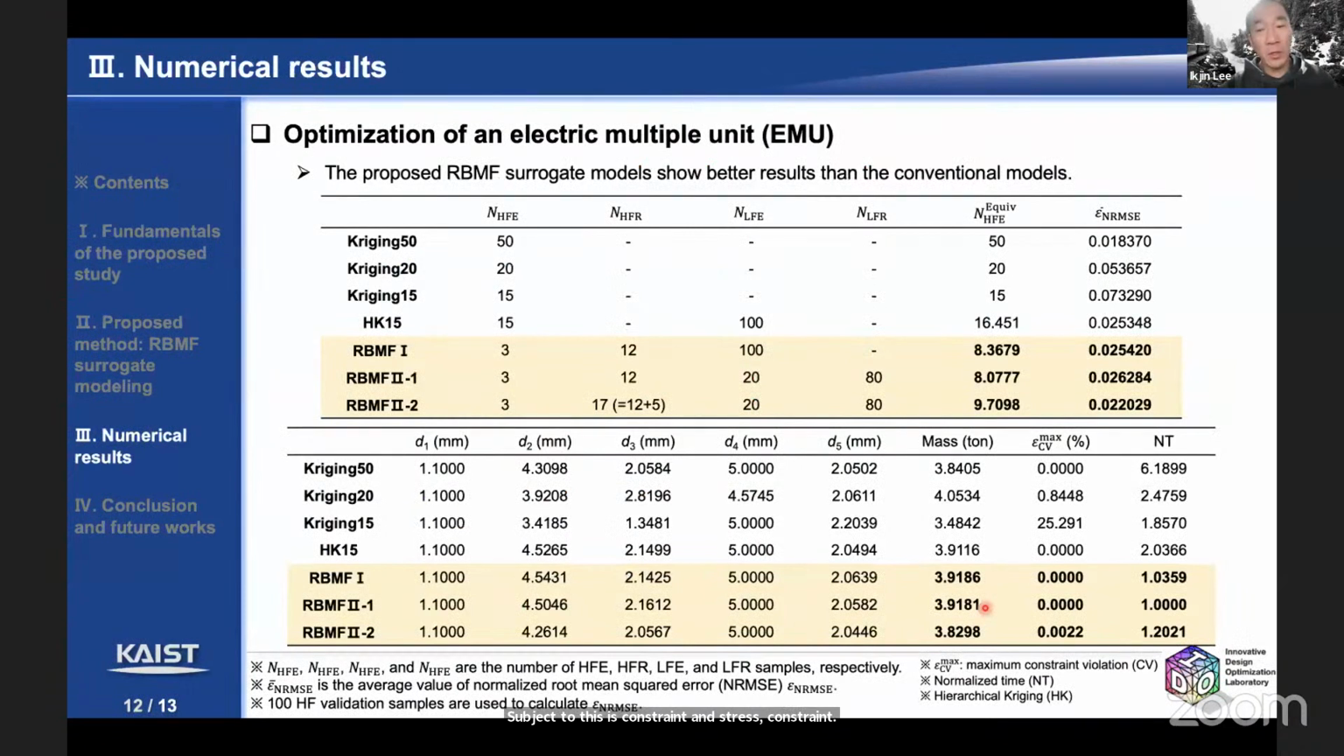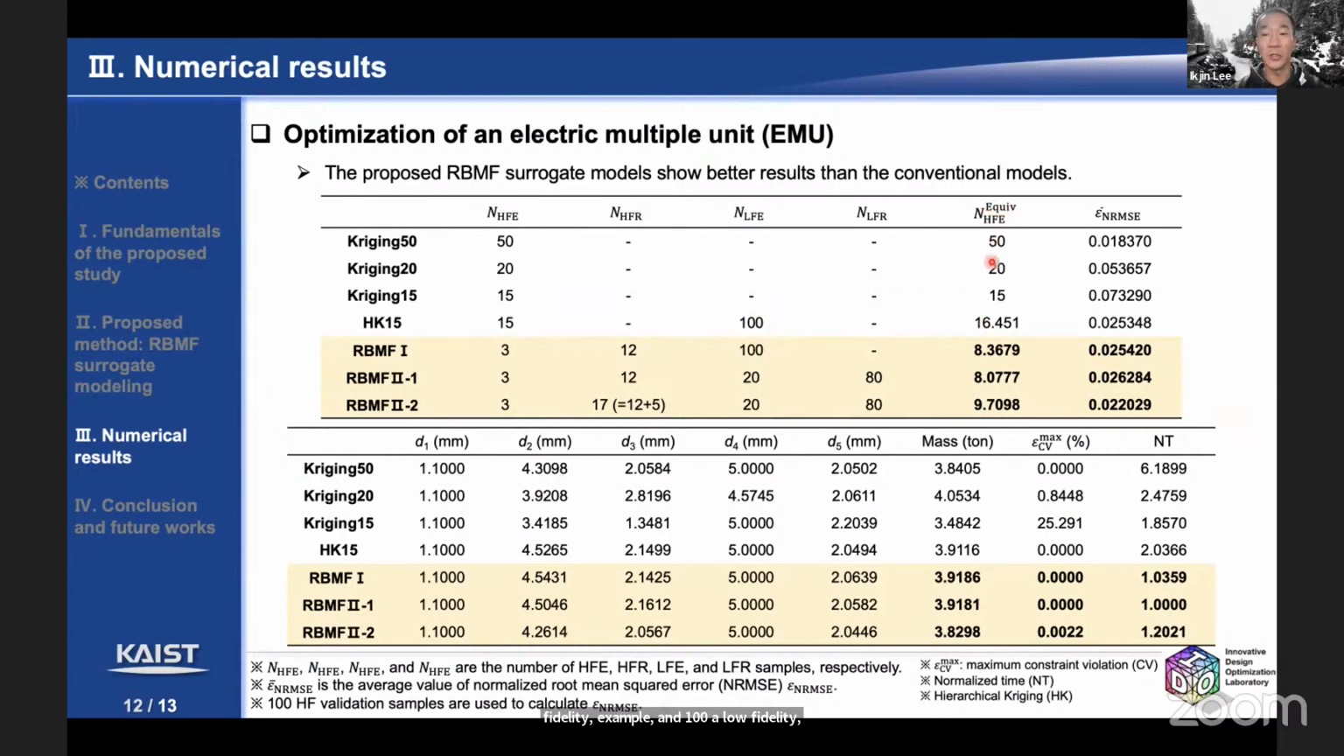And the first table shows the accuracy comparison. Here, the first 3 rows, Kriging 50, Kriging 20, and Kriging 15, mean a single fidelity surrogate model using high fidelity exact samples only. And HK15 is conventional multi-fidelity surrogate modeling, which uses 15 high fidelity exact samples and 100 low fidelity exact samples.